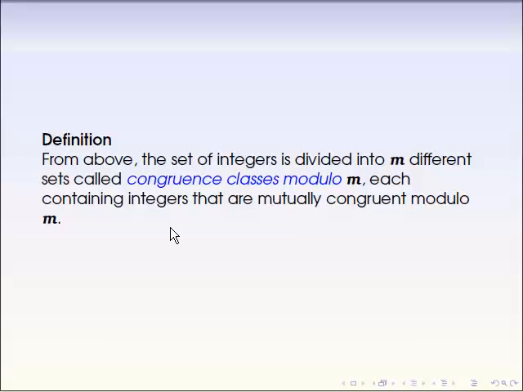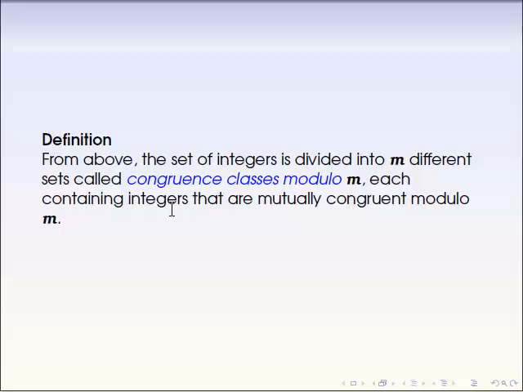From the previous theorem, it's clear that the set of integers can be divided into m different sets, which are called congruence classes modulo m, each containing integers that are mutually congruent modulo m. So the meaning is, if you divide any given integer by m, there is a remainder, and the remainder should be between 0 and m, including 0, not including m. So you can regroup all integers into m different subsets, where each subset collects the integers having the same remainder after being divided by m.